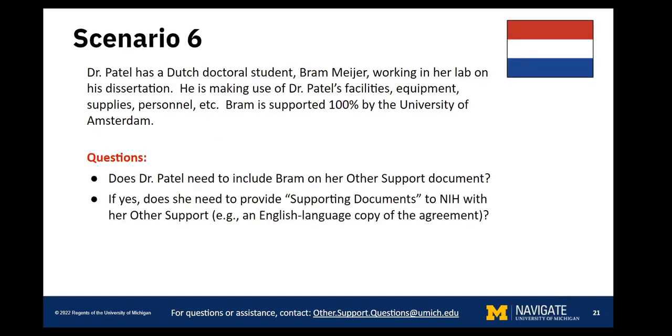All right, last scenario. Dr. Patel has a Dutch doctoral student, Bram Meyer, working in her lab on his dissertation. He's making use of Dr. Patel's facilities, equipment, supplies, personnel, etc. Bram is supported 100% by the University of Amsterdam. Same questions. Does Dr. Patel need to include Bram on her other support? And if yes, does she need to provide supporting documents?